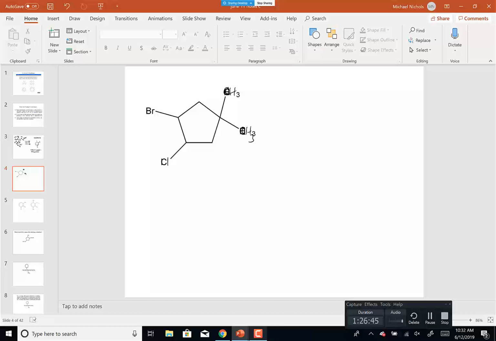There's 2 methyls, a bromo, and a 4. That's a bromo and that's a fluoro. And then there's 2 methyls, and the 2 methyls are attached to the same carbon. So it's just bromo. Yep, it's just bromo. Or chloro. Then your 2 methyl groups are attached to the same carbon.